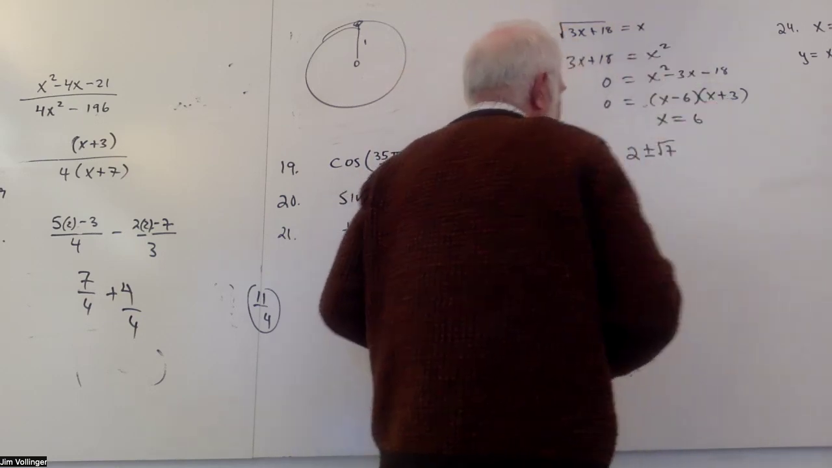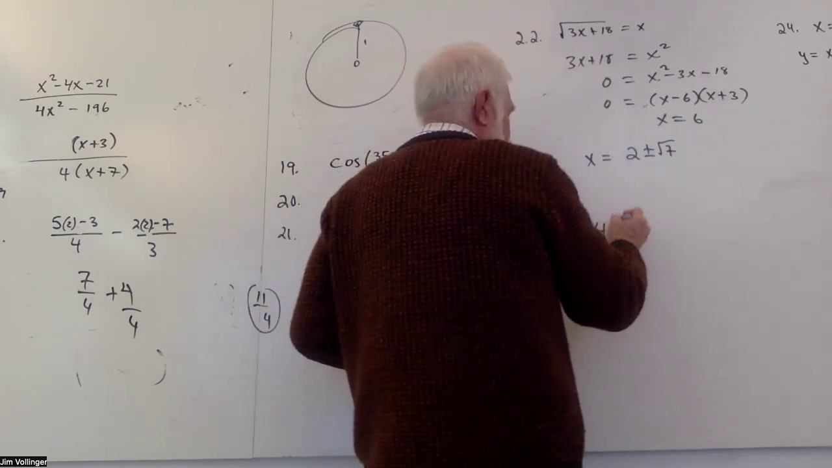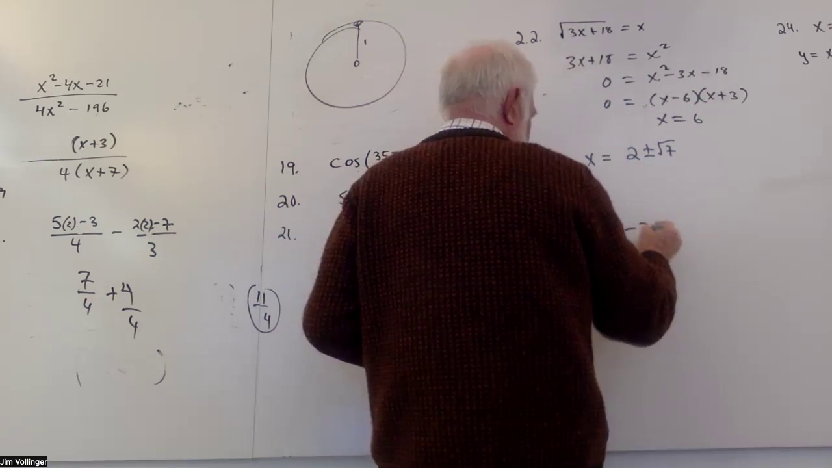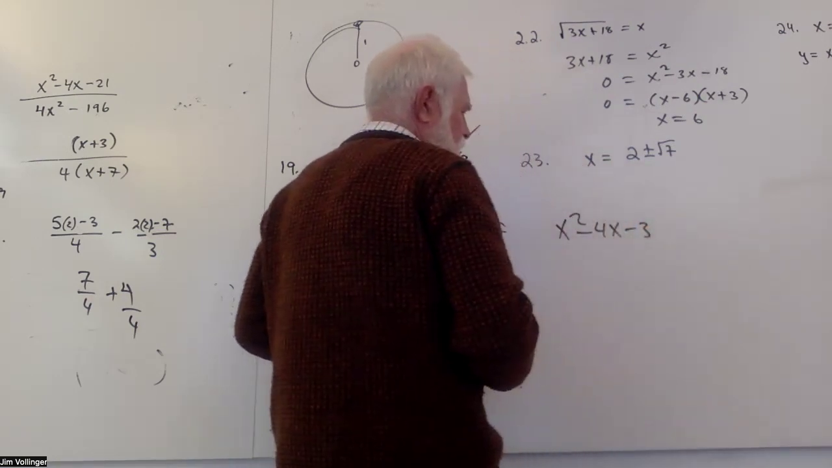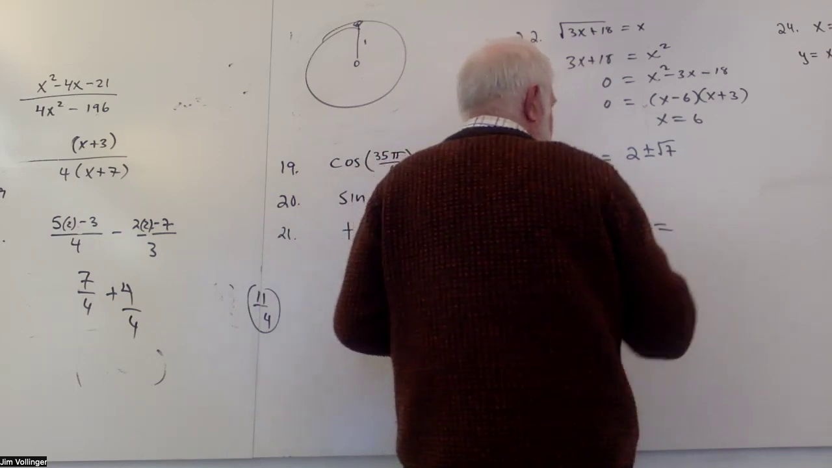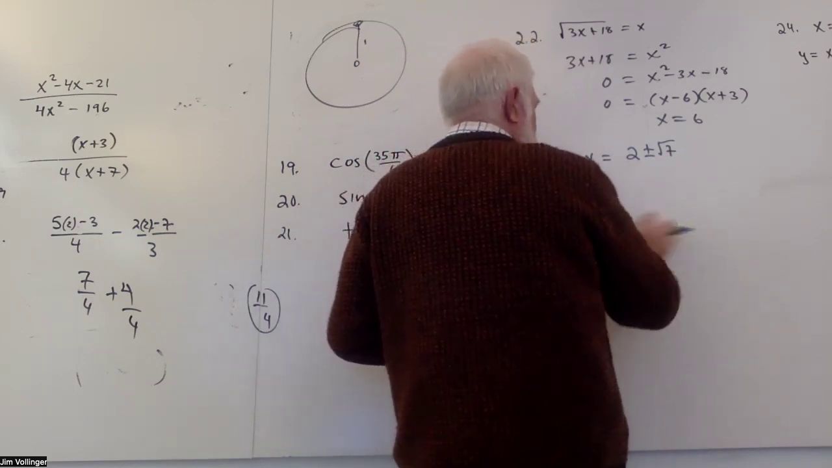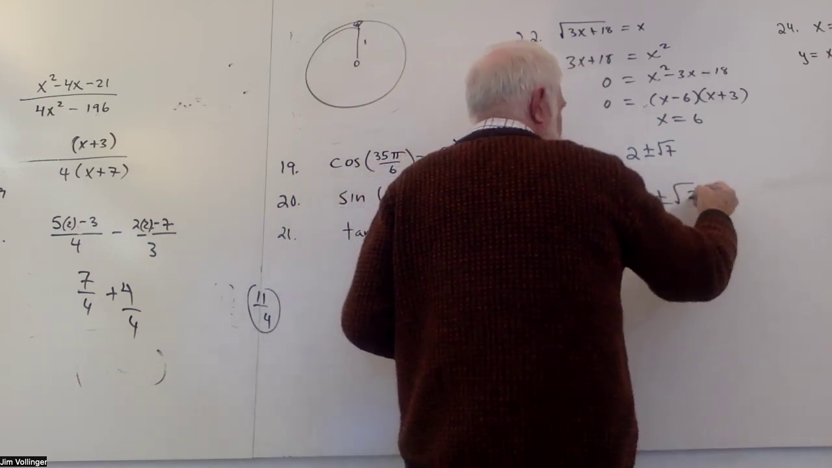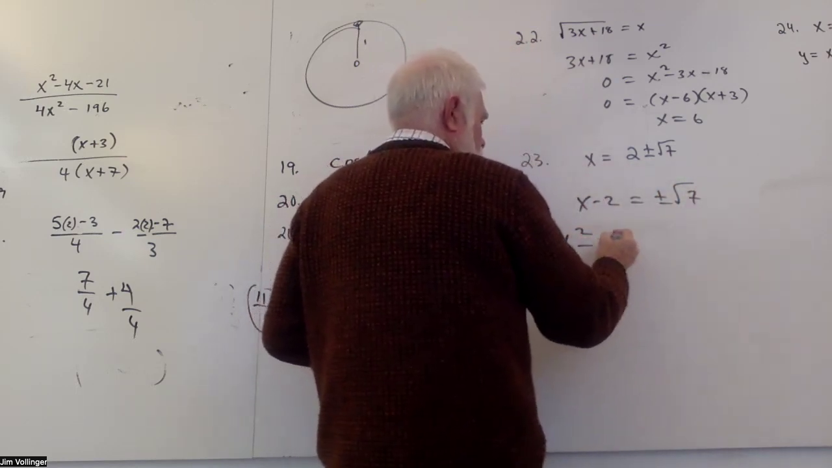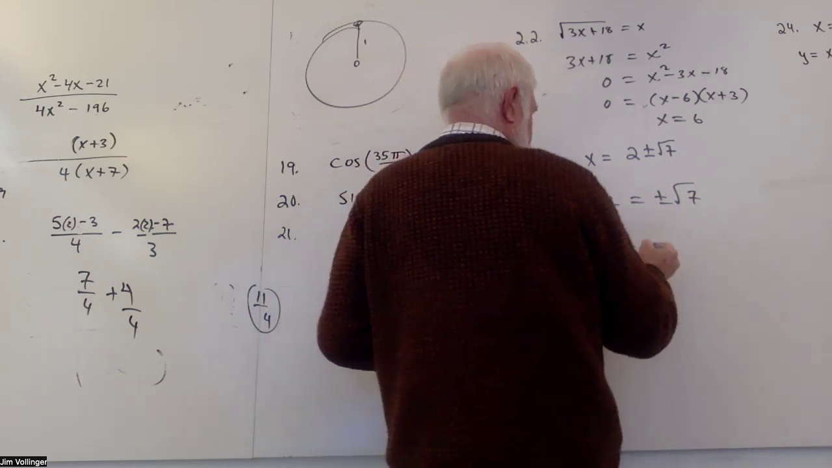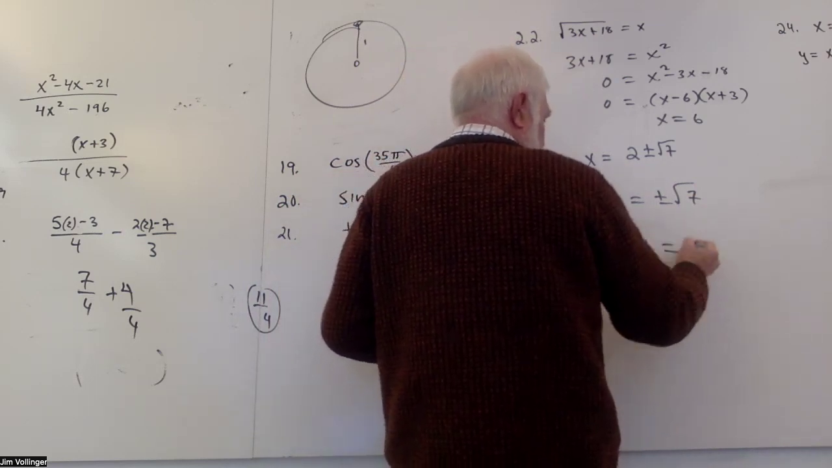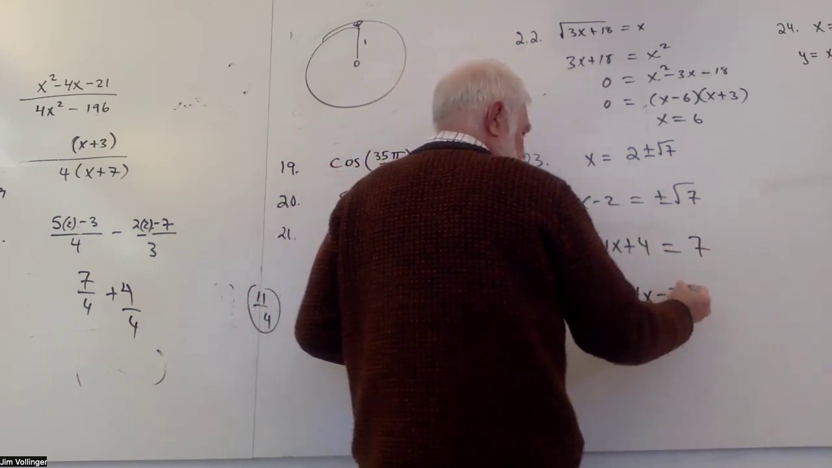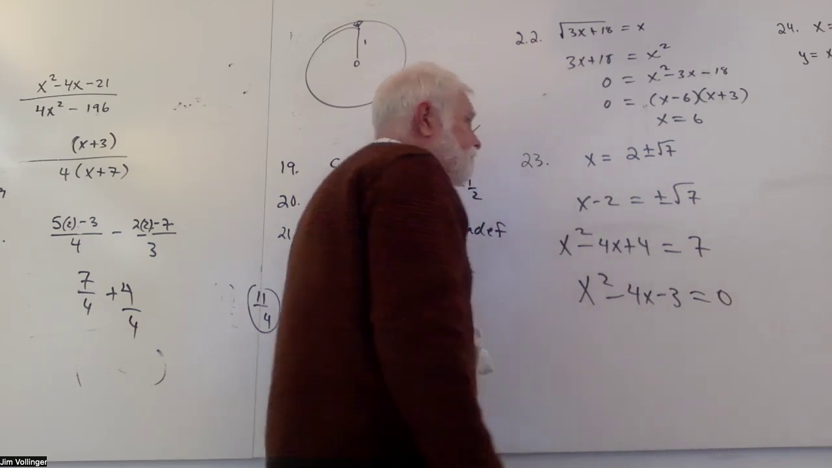So you want to be able to look at these and hopefully write x squared minus 4x minus 3, I think. No. Maybe. Let's see. I feel like my brain was a little sluggish there. So we got x minus 2 equals plus or minus the square root of 7. We're going to square: x squared minus 4x plus 4, excuse me, equals 7. Take 7 away. Yeah, it was that. X squared minus 4x minus 3 is what makes it wrong.